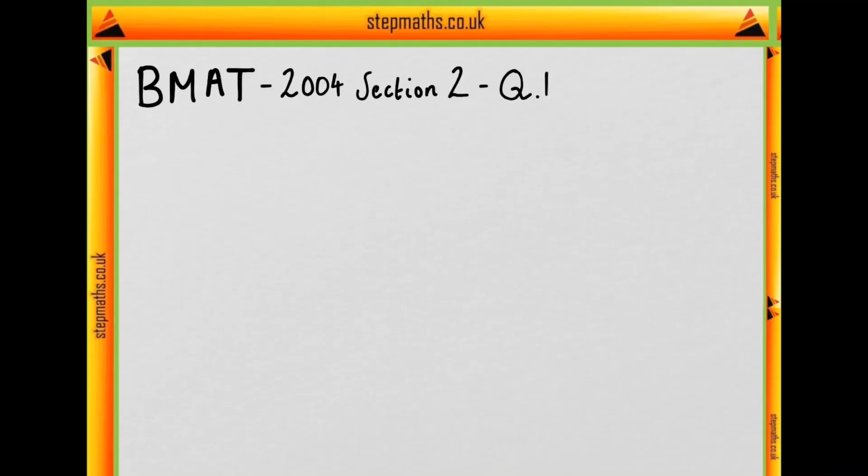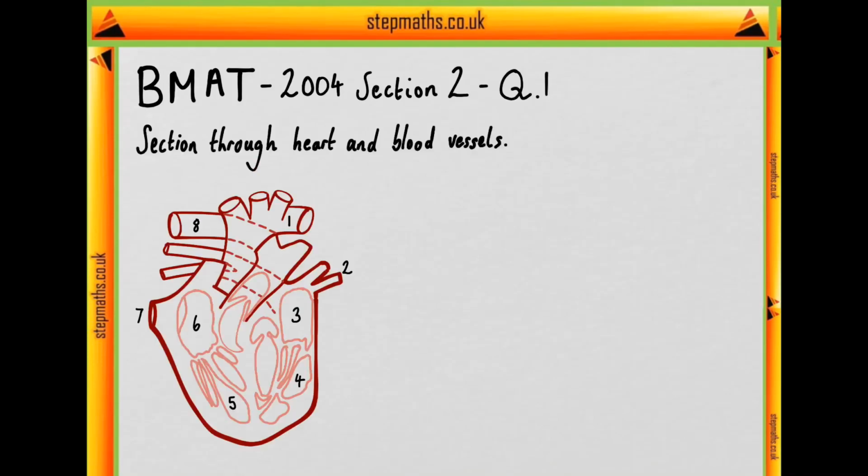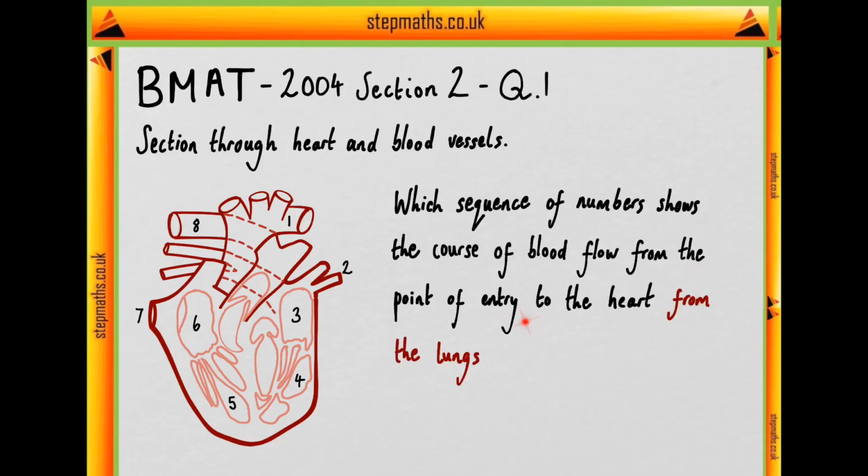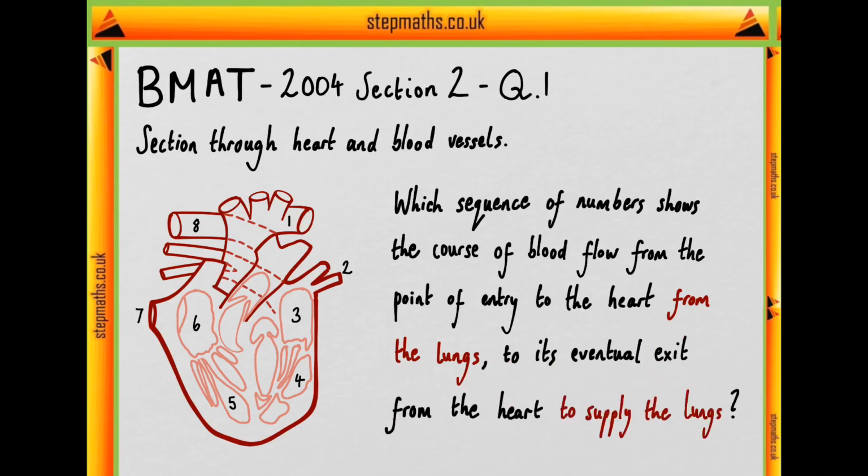In question 1 we're given the following diagram here, which we're told is a section through the heart and its associated blood vessels. We're then asked which sequence of numbers from these labelled figures shows the course of blood flow from the point of entry to the heart from the lungs to its eventual exit from the heart to supply the lungs.